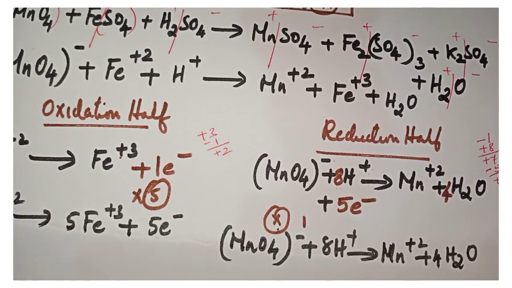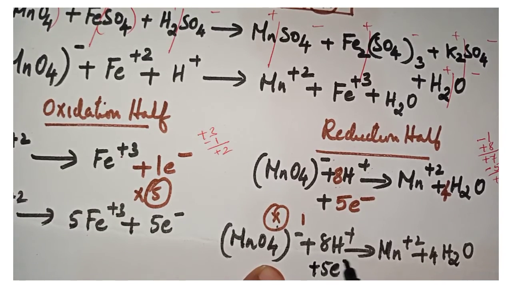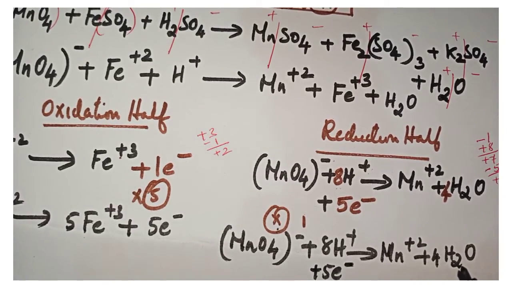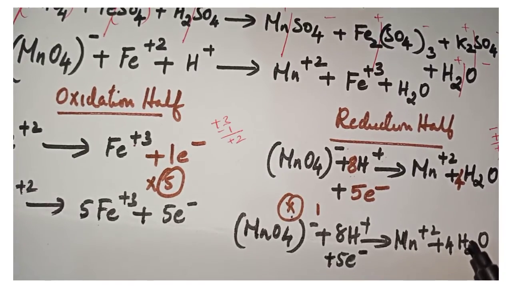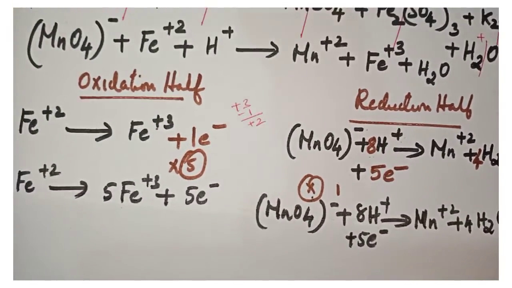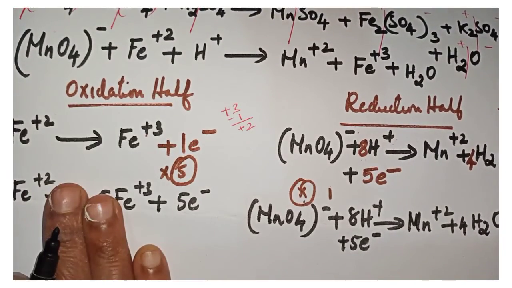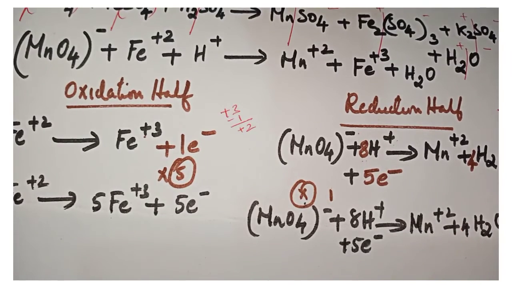So now the number of electrons on both sides are equal. Here 1 into 5, 5 electrons are there, so that's why I write here 5 electrons. Now electrons are equal on both sides, in the oxidation half as well as the reduction half. Okay. Now what should I do? Now I should add the oxidation half reaction and the reduction half reaction.